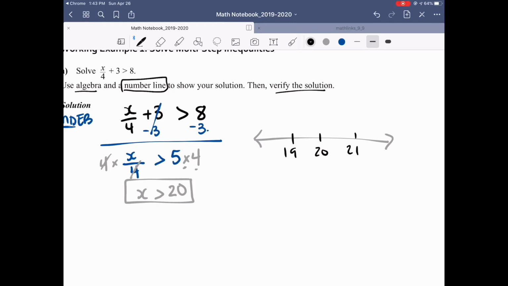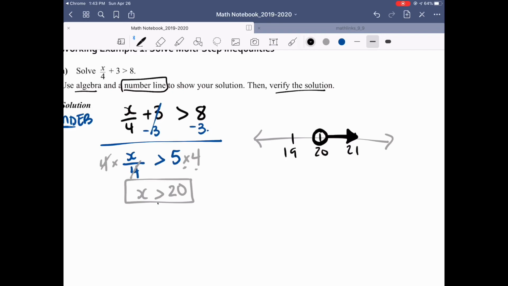So x is greater than. So it's not a filled in circle, it's an open circle, okay? Because it's not equal to. And then is it going to the right or to the left? Well, x is greater than 20, which means it's going to be pointing an arrow to the right.